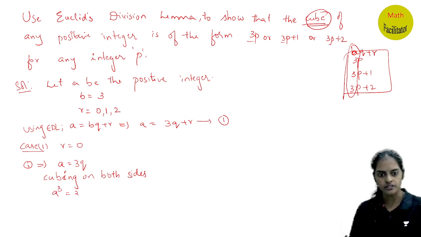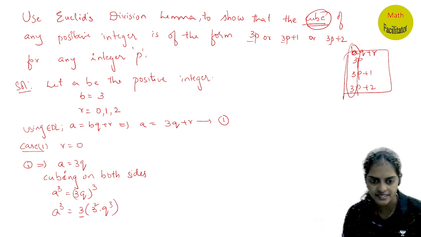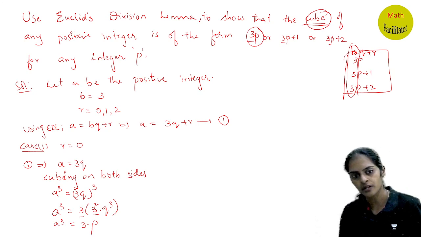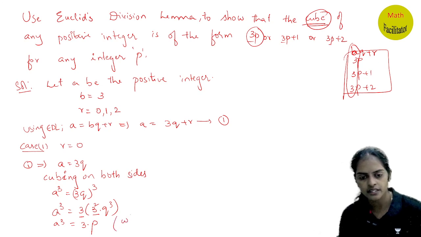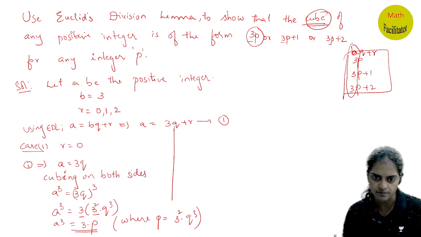So a³ = (3q)³. The cube of the positive integer is (3q)³. I can write this as 3 × 3² × q³. Can I write like this? 3³ I can split as 3 × 3². Or simply I can write this as 3 times some integer p. Why are we taking p? Because in the question they gave it as p. So you write, where p is nothing but 3²q³. So a cube of any integer, I got it as 3p.